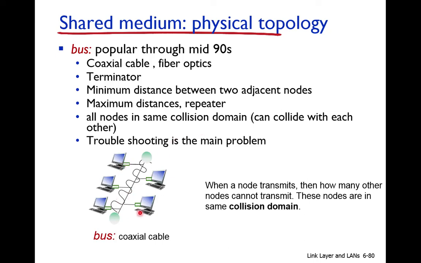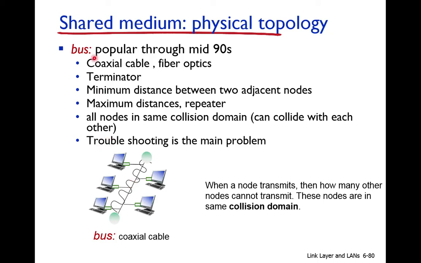If two or more nodes transmit at the same time, then their signals will interfere with each other. Their signals will collide with each other. And when the signals collide with each other, then the signals are lost. Both signals are lost.